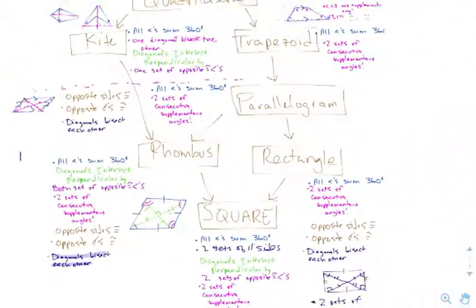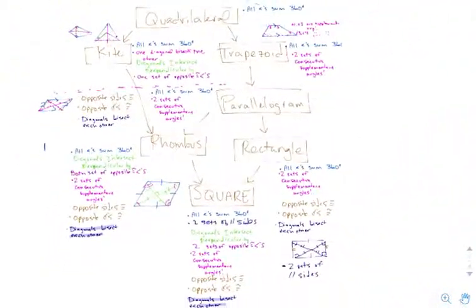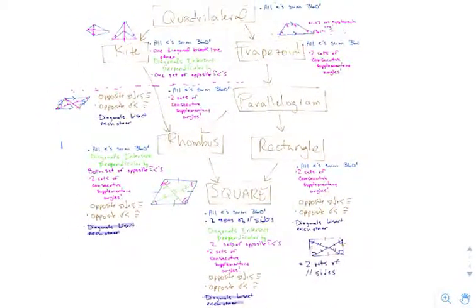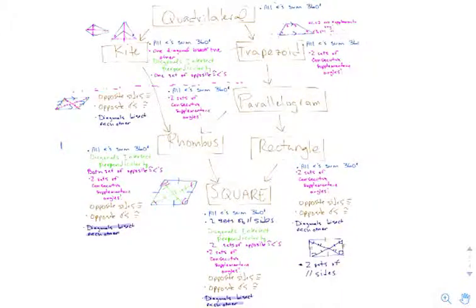And so that gives you a sense, hopefully, of why we're talking about the family tree. It's because these things are so interrelated. It's important to note that if you know just a little bit about one shape, you know a lot about all the shapes.